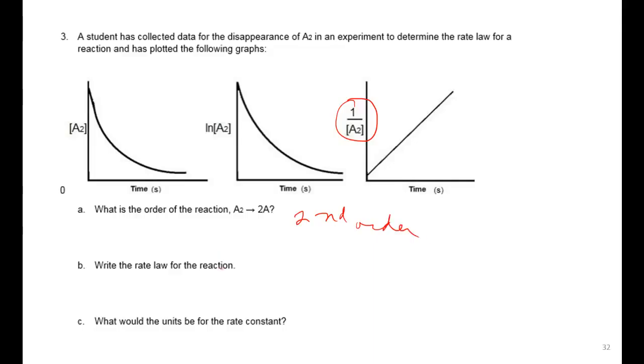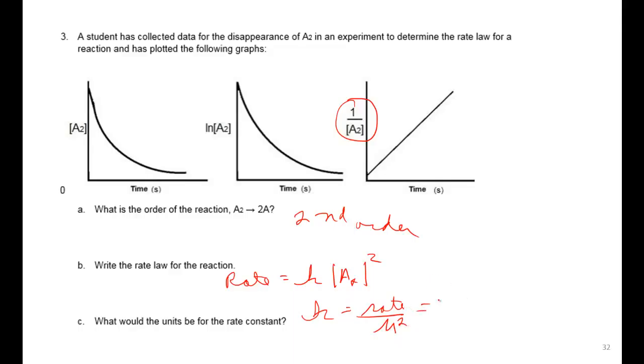So what is the rate law? The rate law is rate is K times A2 squared. And what would the units be? This is a good question. So K is going to be rate over my concentration, which is always molarity squared.